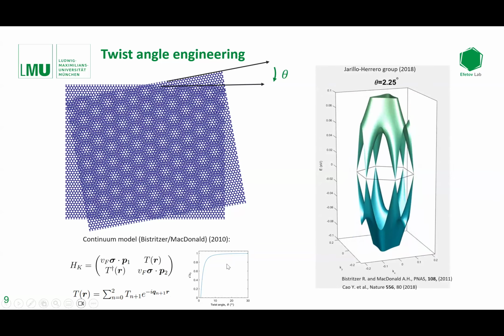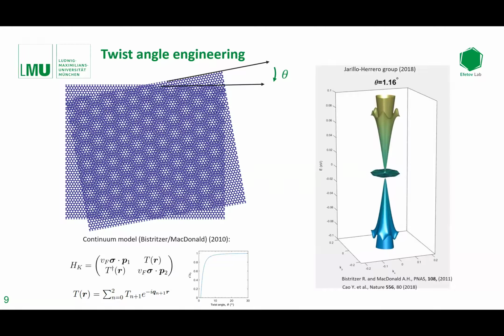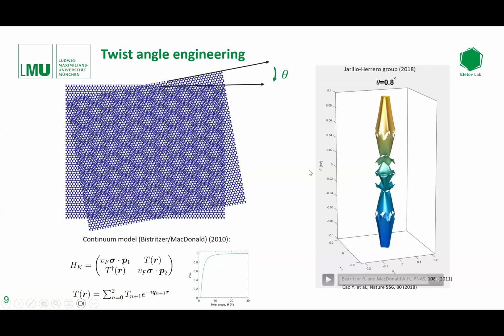As you can see, if we change the twist angle, the band structure renormalizes dramatically. And at exactly 1.1 degrees, which we call the magic angle, a set of ultra flat bands appear, where the dispersion basically goes to 0. You can also see here from the Bistritzer-MacDonald model, if you calculate the velocity in such a band as a function of twist angle, it drops dramatically to 0 when you get closer to 1 degree.